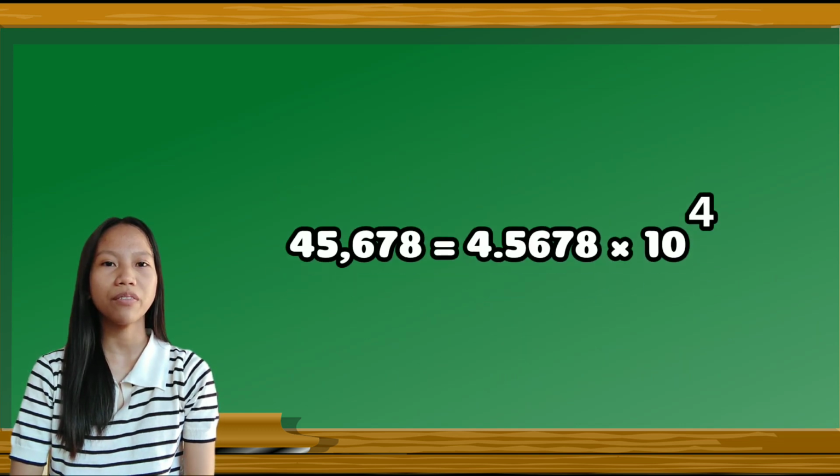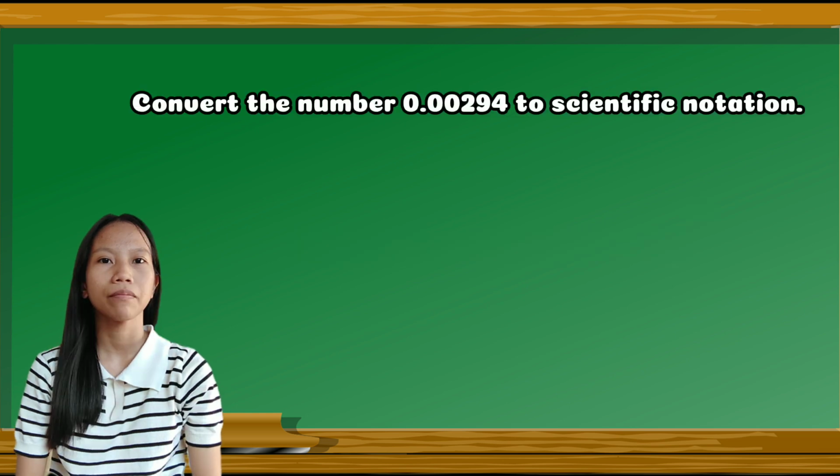Therefore, the number 45,678 in scientific notation is 4.5678 times 10 raised to 4.